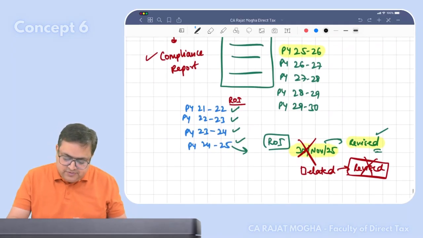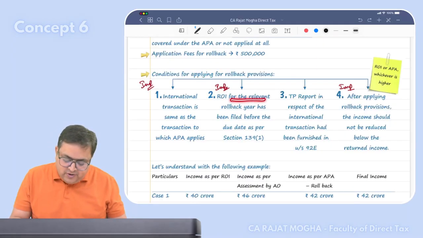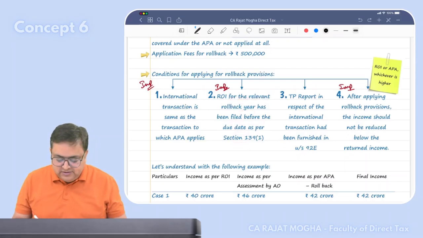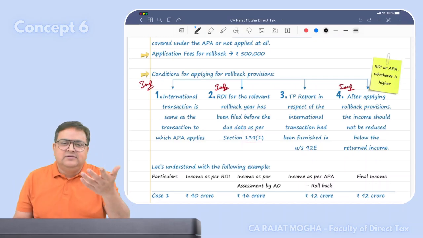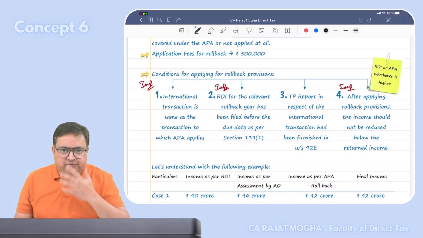Right now. So ROI for the relevant rollback year has been filed before the due date as per section 139.1. What is 139.1? The main section of filing of returns of income.